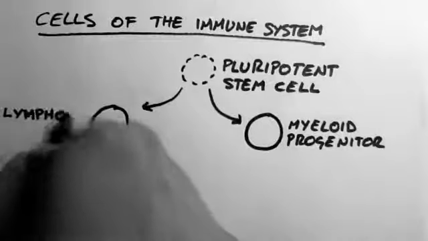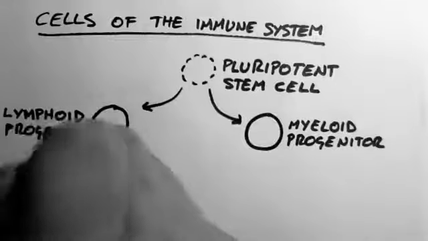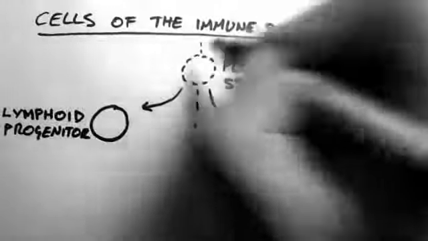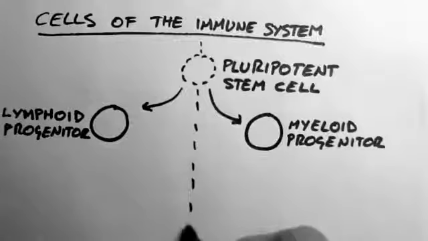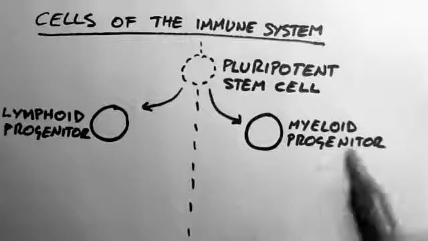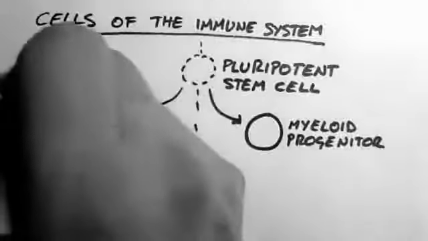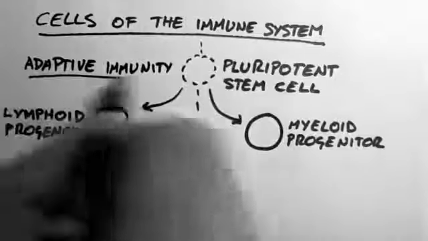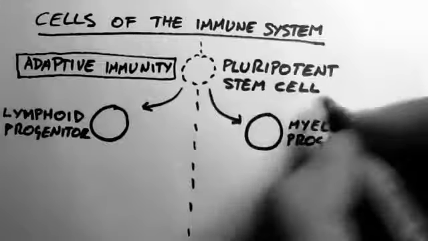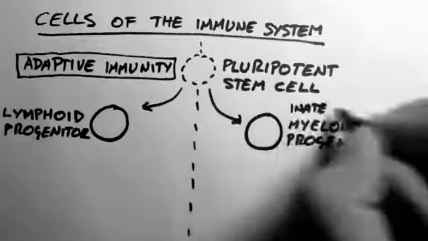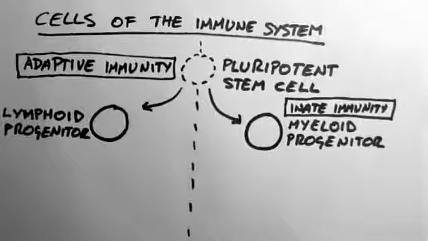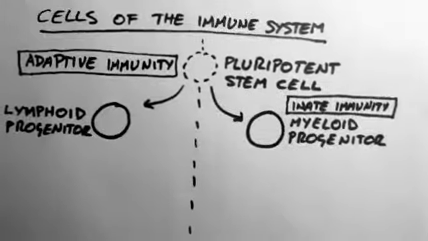Now, this first distinction is very important, as it more or less divides the immune system into two functional components. Cells that arise from the lymphoid progenitor are, for the most part, part of the adaptive immunity, which is a more complex type of immunity. The cells that arise from the myeloid progenitor, for the most part, are part of the innate immunity. Now, there are some exceptions to that, and I'll show them.